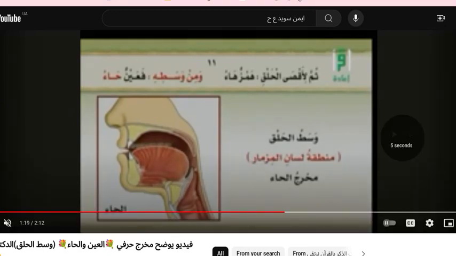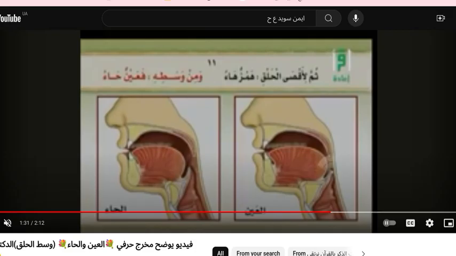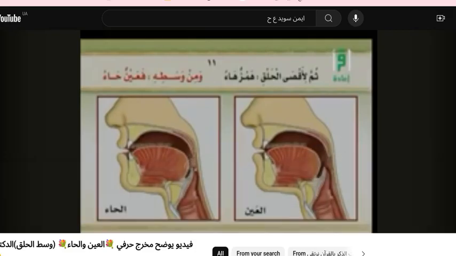This is harf al-ain. Okay? Harf al-ain. And then harf al-ha, again, the epiglottis is going back. But if you compare both letters, you will see that for harf al-ain, the epiglottis goes back further than for harf al-ha. Okay? So for harf al-ha, you go like ha, hi, hu.